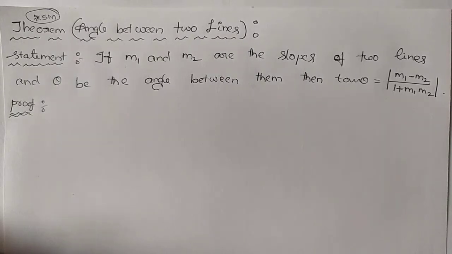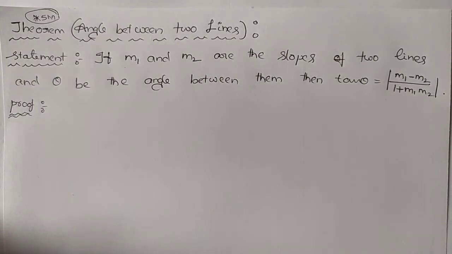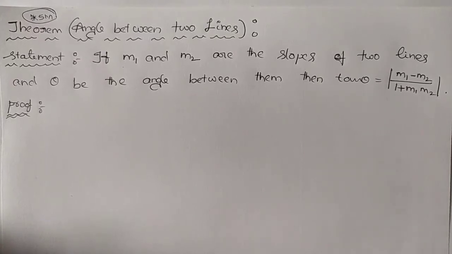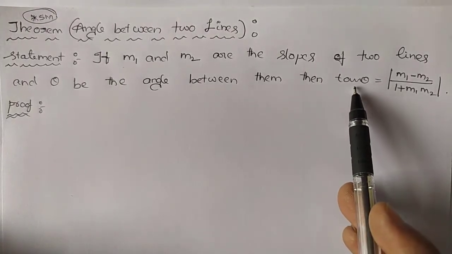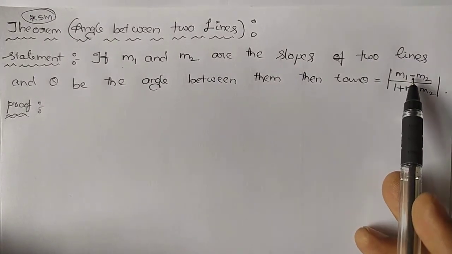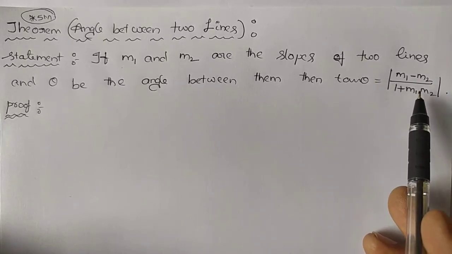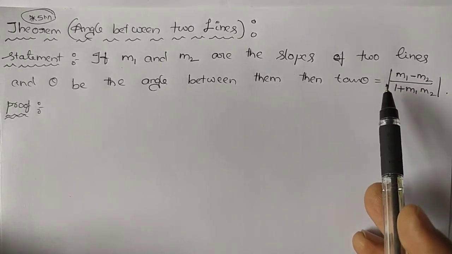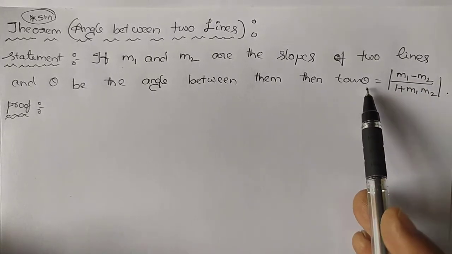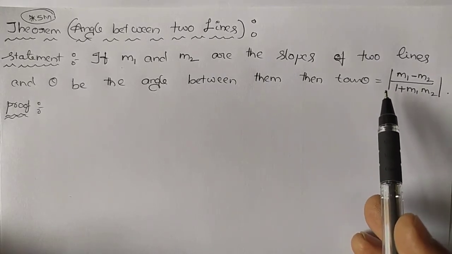See, till now we have learned about finding the slopes of the lines. In this class, we are going to derive the formula for the angle between two lines. That formula is: tan theta equals modulus of (m1 minus m2) divided by (1 plus m1 m2). It is the formula to find the angle between two lines if the slopes are given. This formula we are going to derive in this class.